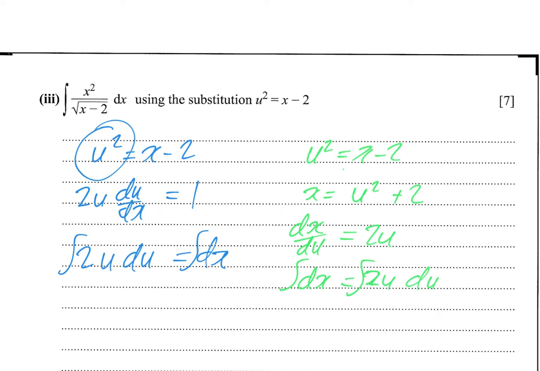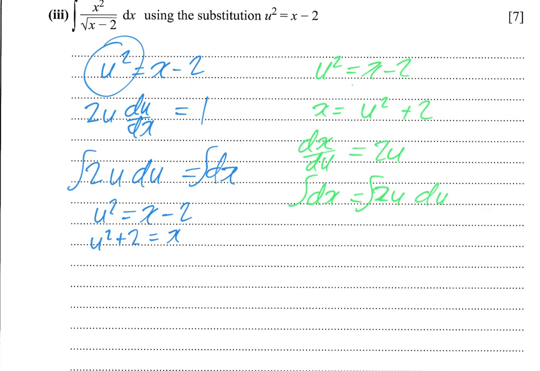Okay, so we've sorted out the integral sign and the dx. We know we're replacing it with an integral sign, 2u and du. We now have to sort out x squared, and we also have to sort out the square root of x minus 2. So we'll do the x squared bit first. We know u squared is equal to x minus 2, which means u squared plus 2 is equal to x. And we wanted to find what x squared was equal to. That means x squared is going to be equal to u squared plus 2, all squared. So x squared will be equal to u to the power of 4 plus 4u squared plus 4.